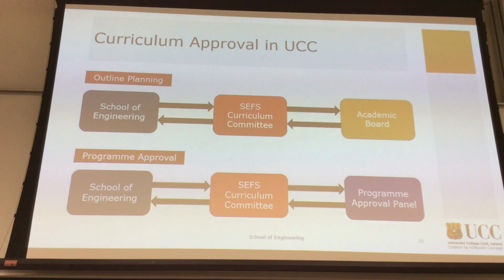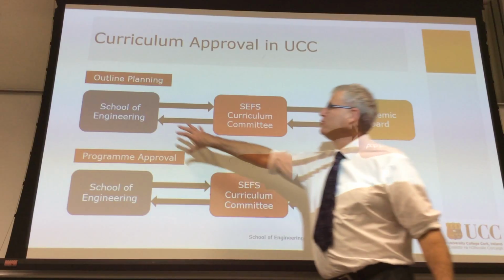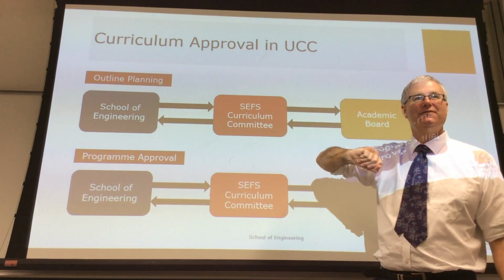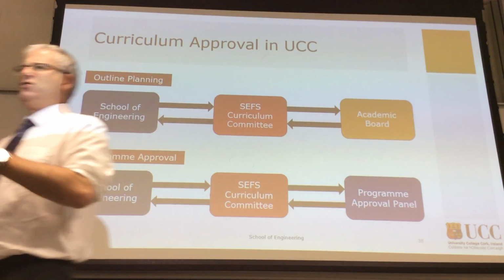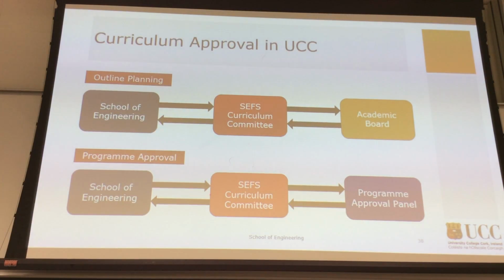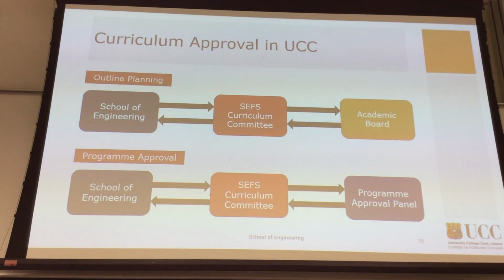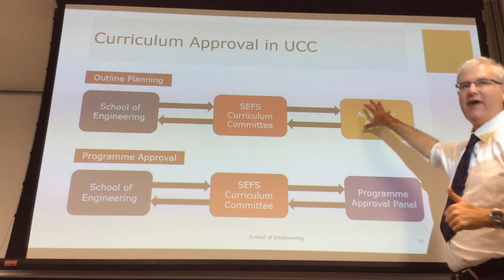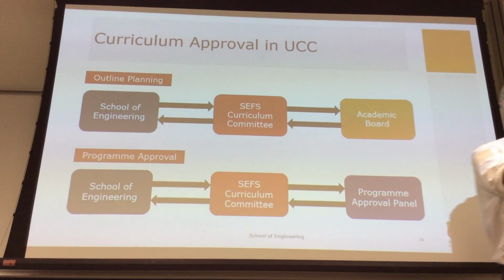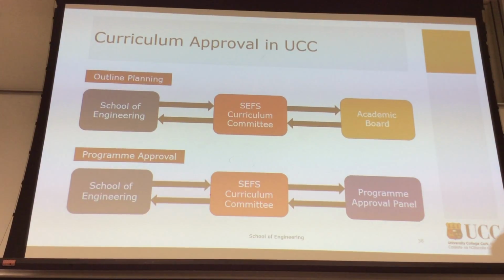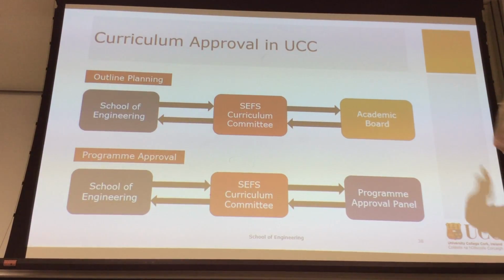So then the university. After the School of Engineering, there are actually two stages. The first is you don't develop a full proposal and send it up to the university. Normally we have what we call an outline planning, and that goes all the way to academic board. What that is primarily doing is saying, are you proposing a new title? Titles are the control of academic board. So when we brought in the ME, it was a new title. We had to make a proposal to academic board to use that title.